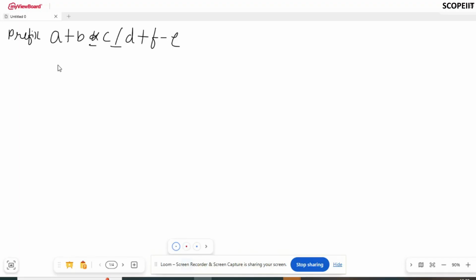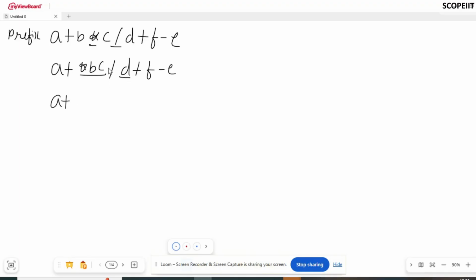So here it will become a plus, this b multiplied by c is prefix. Prefix means the operator will be first. So it will become multiply bc. Okay, and at a time we'll solve only one, so there will be no problem. Then next, now this is a term. Now we'll solve this and this as one term.